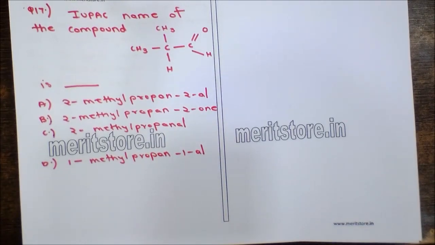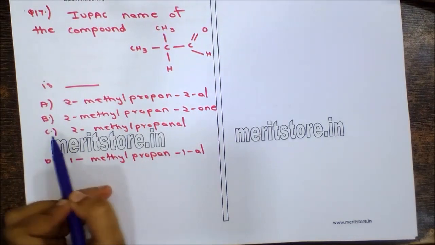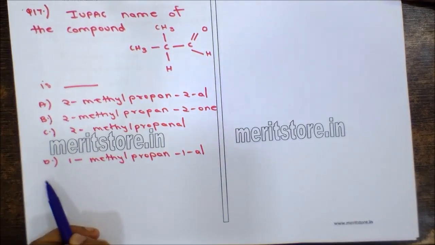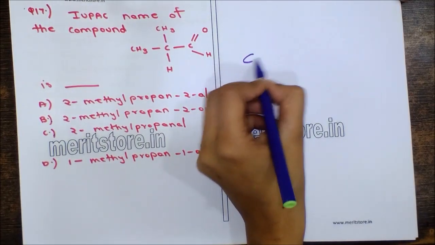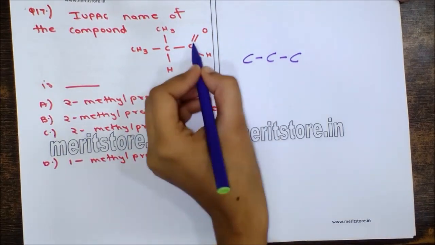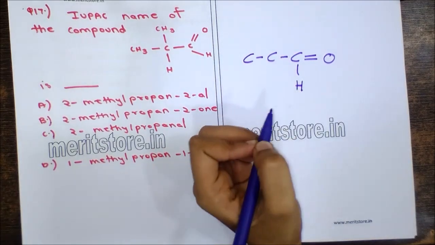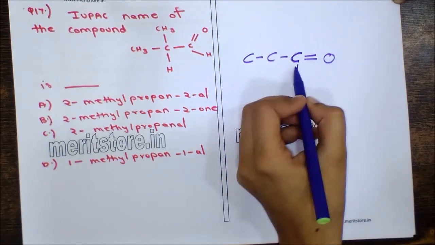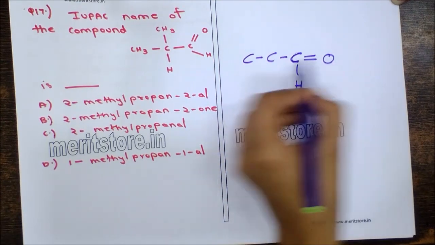Question 17. IUPAC name of the compound. This is A. 2-methyl propane 2-al, B. 2-methyl propane 2-on, C. 2-methyl propanol, D. 1-methyl propane 1-al. If the same compound I write by eliminating H's and only showing the carbon chain, this is my C, which is attached to oxygen and then hydrogen. Over here we notice that my functional carbon is attached to oxygen and then hydrogen and not any other carbon. So this is my functional group for aldehyde.